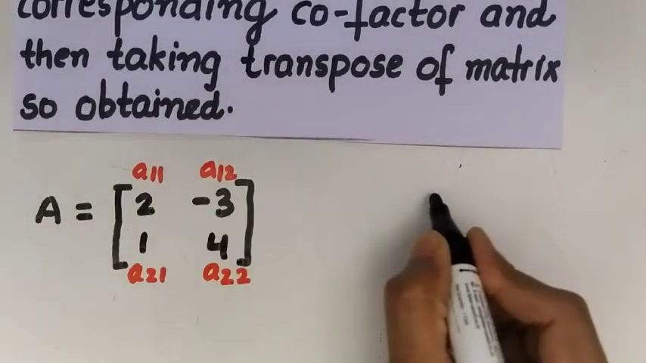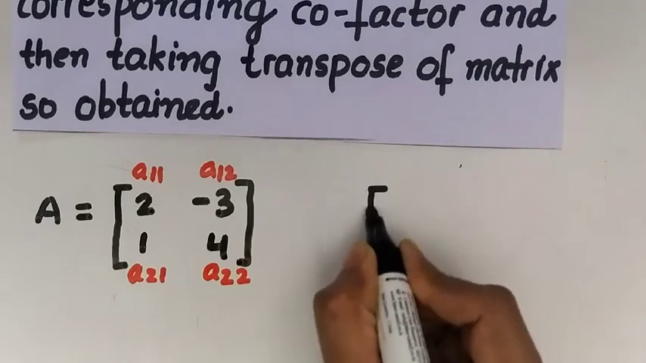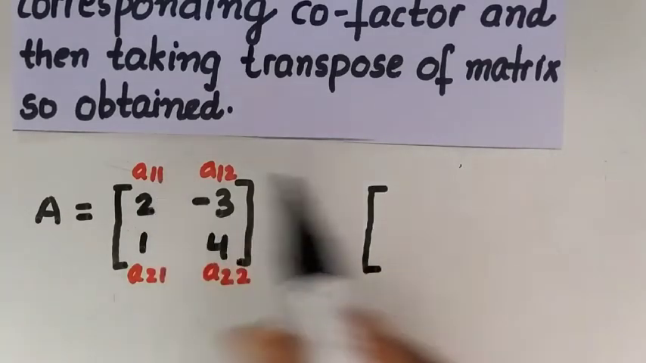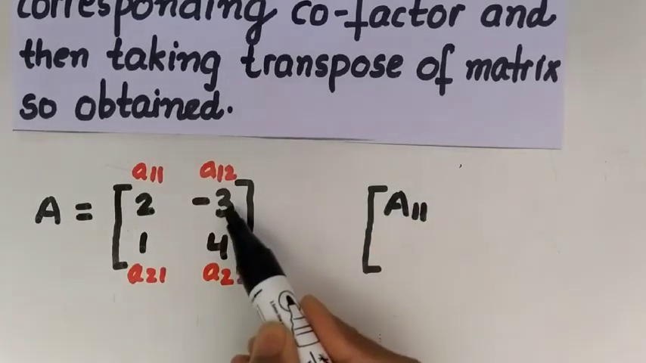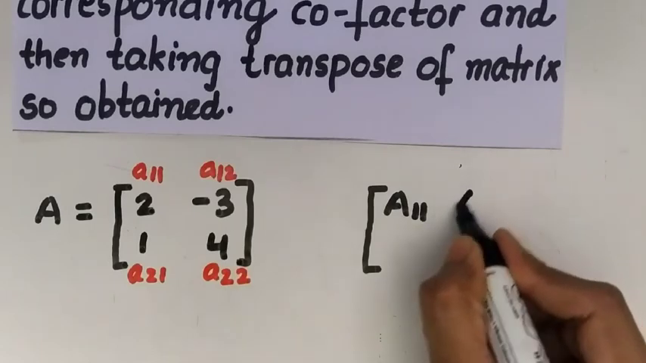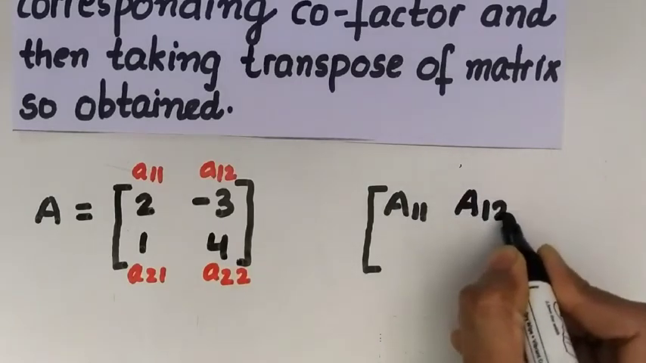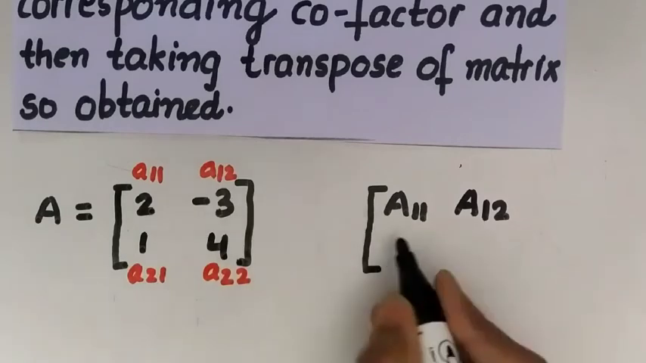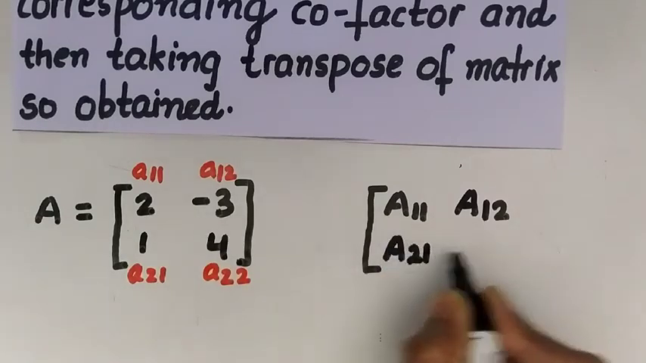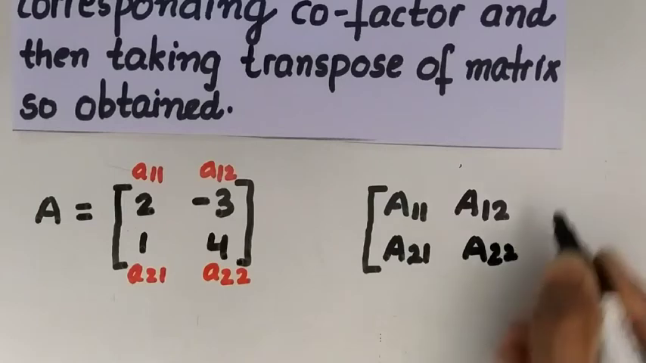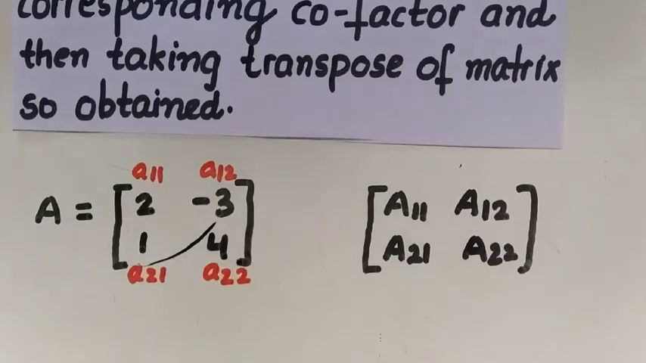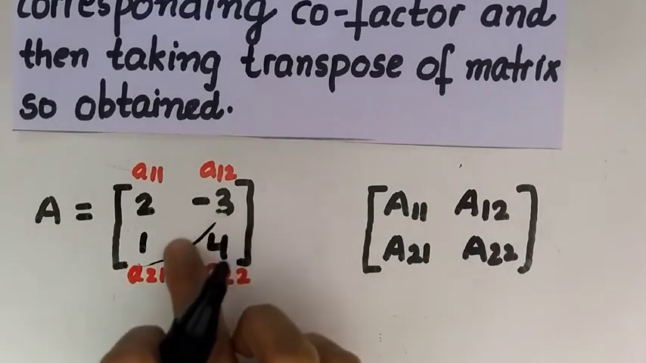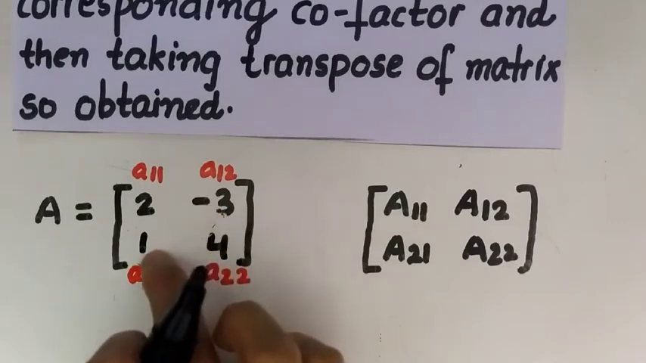That is, at the place of a11, we will write its cofactor, that is capital A11. At the place of a12, we will write its cofactor, that is A12. Similarly, of a21 and lastly a22. So first of all, we will replace all elements of the square matrix A by their corresponding cofactors.